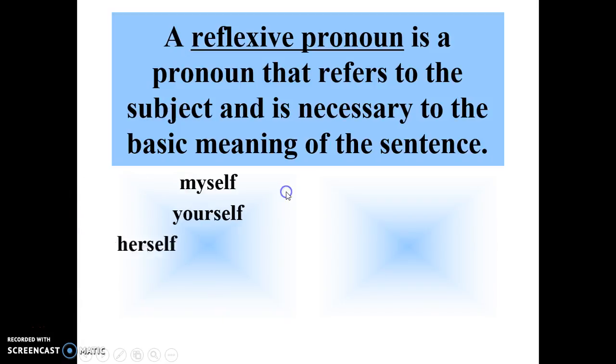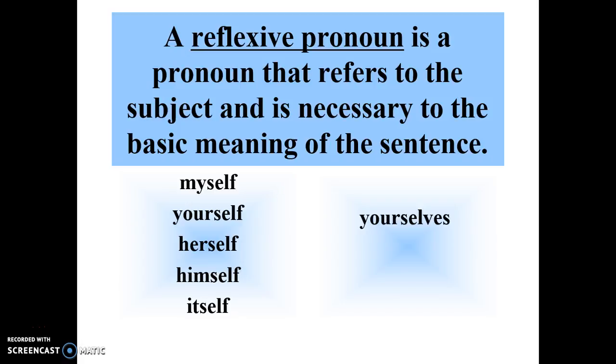Here are your reflexive pronouns. You need to put these in your notes underneath the definition you just wrote. You've got myself, yourself, herself. You should be seeing a pattern here. Himself, itself. Then you also have yourselves, ourselves, and themselves. So you've got your singular and your plural. Make sure these are all written down.